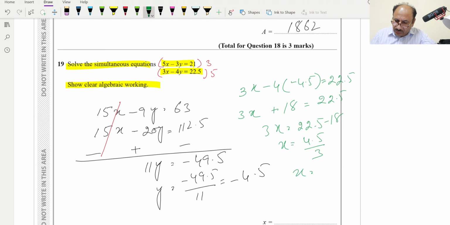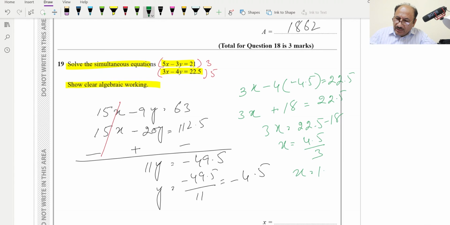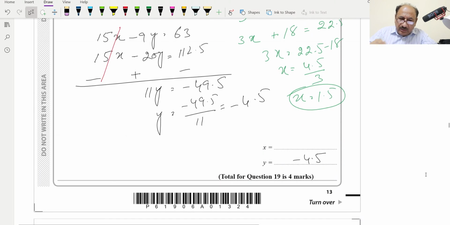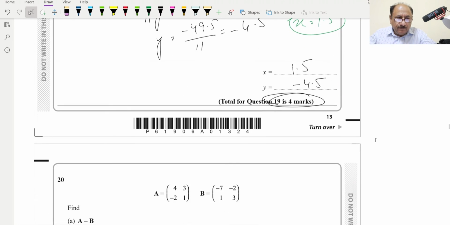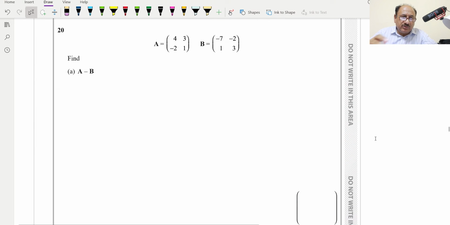So x will be equal to 3 divided by 2, which is 1.5. So the x value will be 1.5, which we can provide as the answer over here. So that is a 4-mark question, simultaneous equation. It's a very simple question. Now question number 20: matrices A and B are provided. Find A minus B. Very simple question.